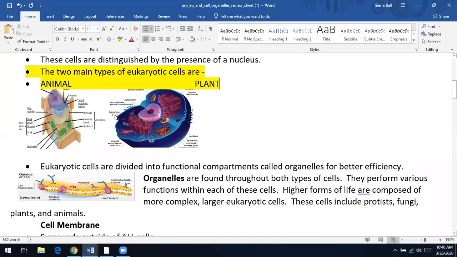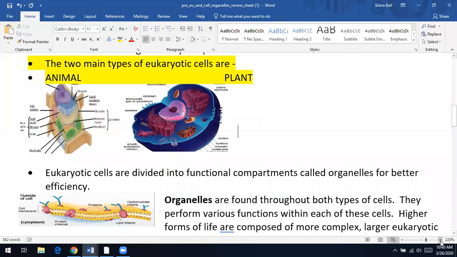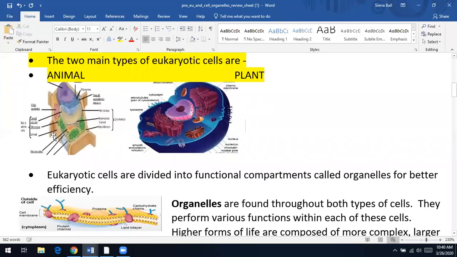Just looking at these two pictures, what are some things you can see, some differences that you see? They both got a nucleus? They both have a nucleus. Okay, so here's my nucleus.